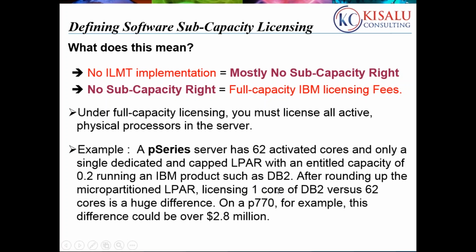So it means DB2 will be using 1 core instead of the 62 cores because it's running on the LPAR. If you are not tracking that, for example on a P-series machine, a P770, IBM would have charged for 62 cores instead of 1, which makes a big difference, which can go up to around $2.8 million. It is a lot of money.